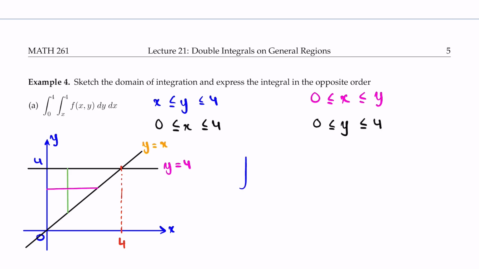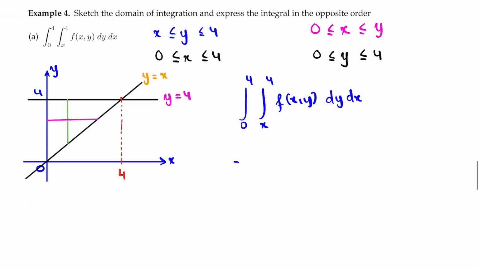Therefore, for our double integral from 0 to 4, and integral from x to 4 of the function f of xy dy dx, we can rewrite this as the double integral of the function f of xy dx dy, where x runs from 0 to y, and y runs from 0 to 4. Now we're going to move on to the next example.